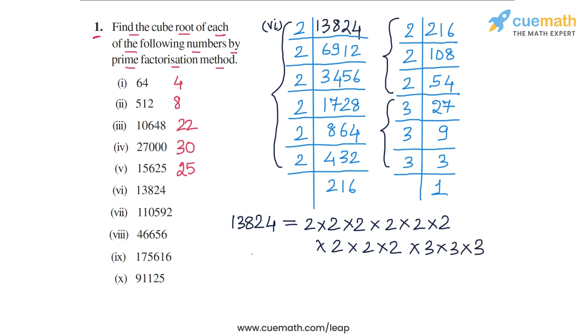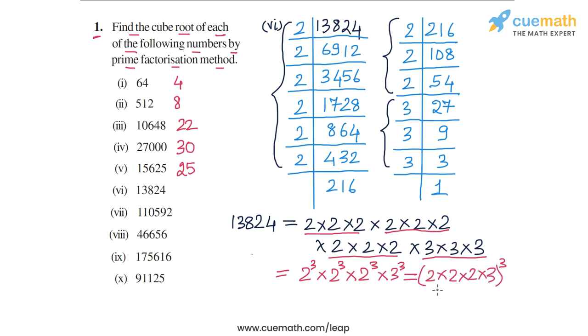So if we group the prime factors into triplets, we have one triplet of 2, another triplet of 2, a third triplet of 2, and one triplet of 3. So we can write this as 2 cube into 2 cube into 2 cube into 3 cube, right? And this we can write as 2 into 2 into 2 into 3 whole cube. So this is how we can write the number 13,824. And from here it's easy to write the cube root.